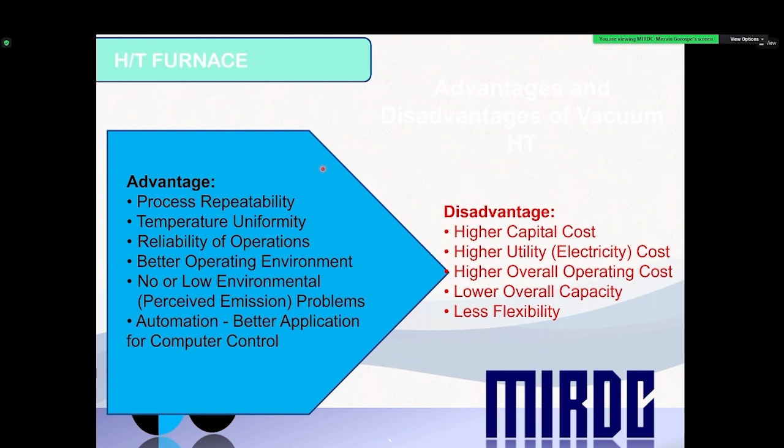Whereas its drawbacks or disadvantages are higher capital cost. Compared to earlier, it was only oil, and oil is cheaper. Here, you need nitrogen and a powerful electric fan. That is why you use more energy, so the utility or electricity cost is higher. Higher operating cost, so you add capital cost as well as utility cost, it is even higher. The problem is if your vacuum furnace is not large, of course, the overall capacity is lower, because what we put in there is quite small.